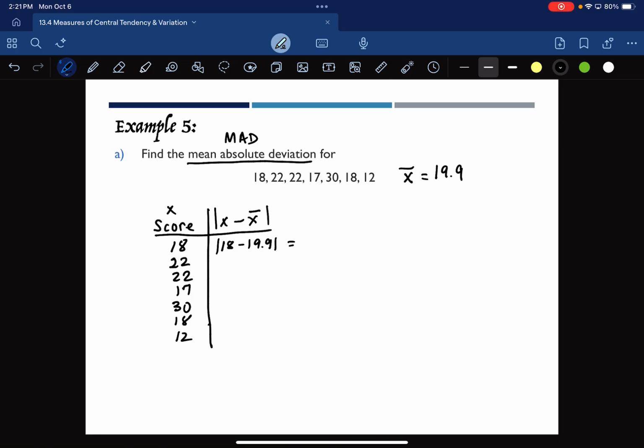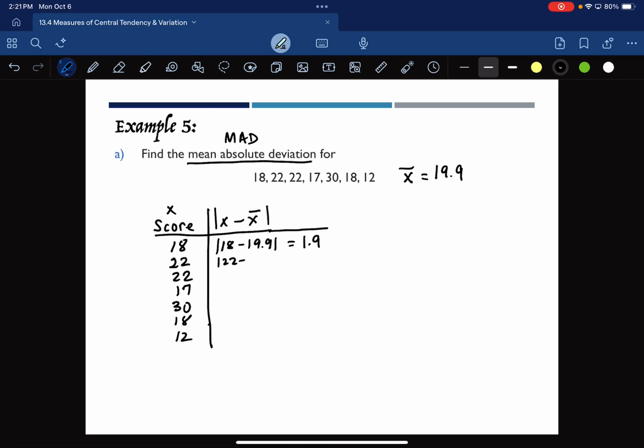Don't overthink this. How far apart are they? What is it, Abby? 1.9. Now, technically, it would be 1.9 and then we take the absolute value. Okay, fine. But the point is, that's how far apart they are. How much does it differ? How far are they separated?